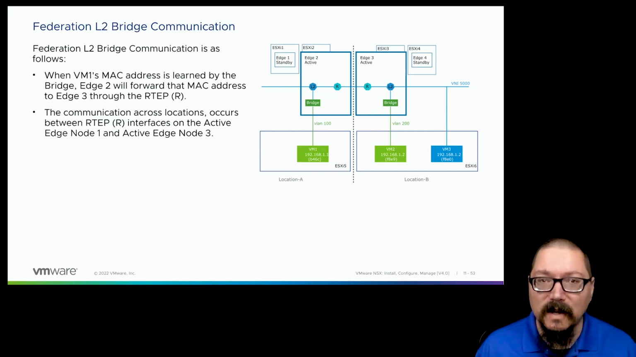So we're going to learn those MAC addresses. We're going to communicate those MAC addresses through the control plane, just like we might otherwise. And traffic can forward from a stretched overlay segment to a VLAN.